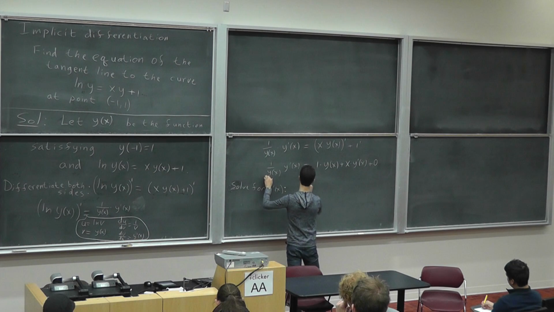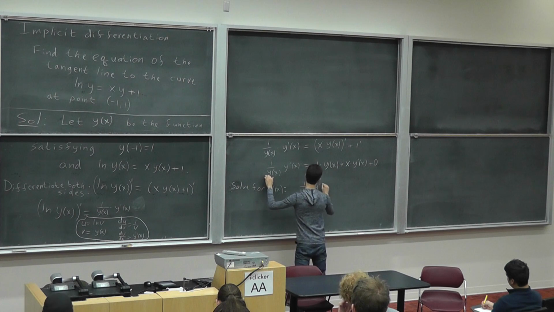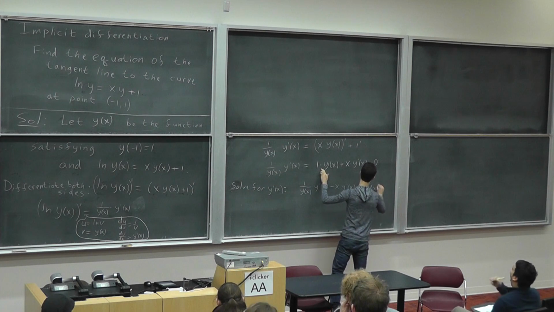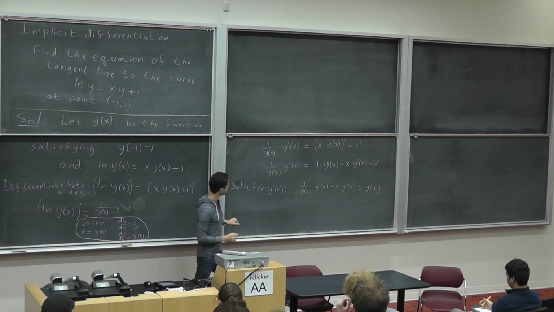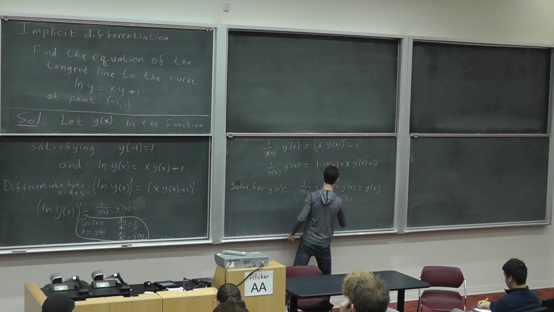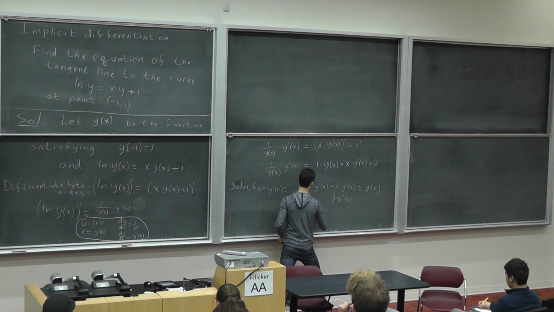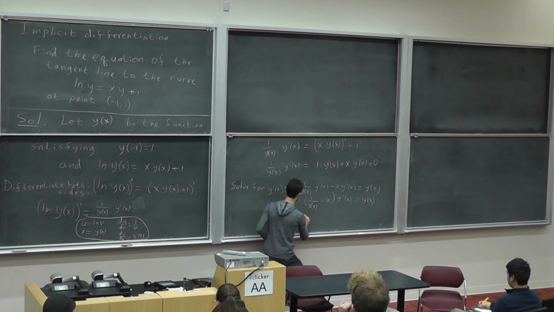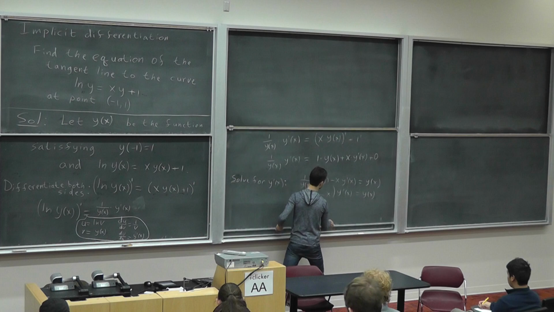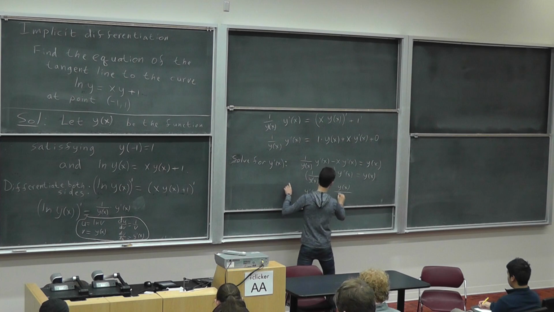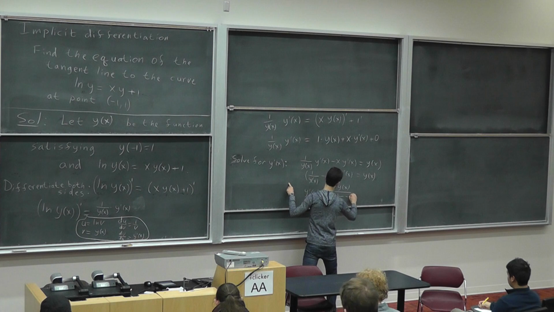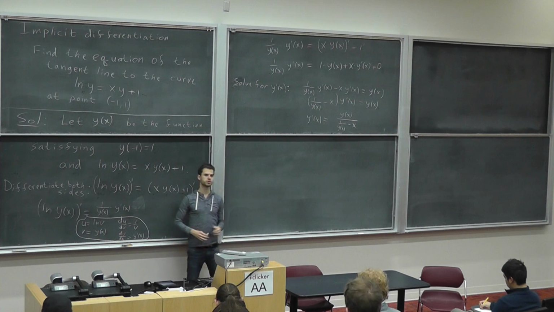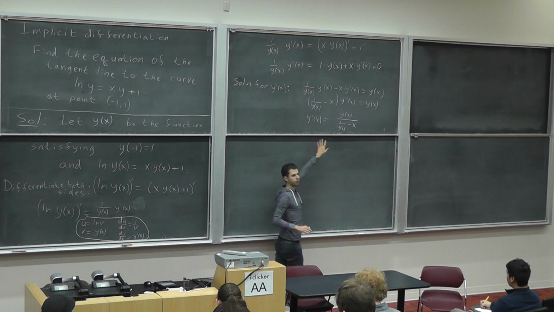So let's do it here. 1 over y of x, y prime of x, minus x, y prime of x, is equal to y of x. y prime of x times 1 over y of x minus x is equal to y of x. And finally we get an equation for y prime of x. It's y of x over 1 over y of x minus x. So now we have an expression for y prime of x.